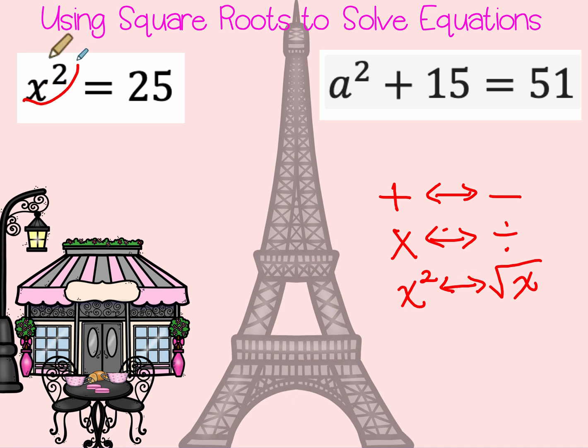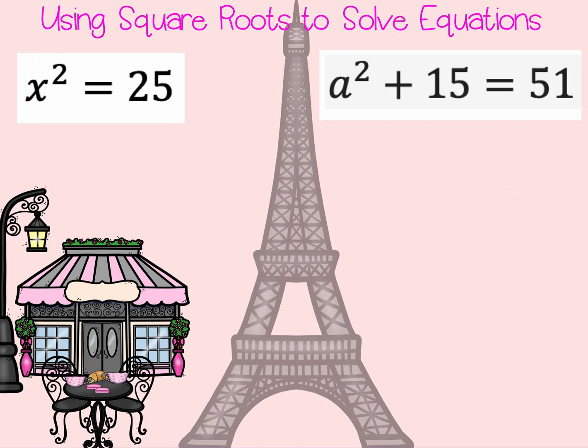So here in this equation, this says this number got squared, and when we squared it, we got 25, and we want to know what that number is. So I'm going to undo squaring the number. Well, the inverse of squaring is the square root. So I'm going to take the square root of both sides of the equation, because the properties of equality say whatever you do to one side, you do to the other.